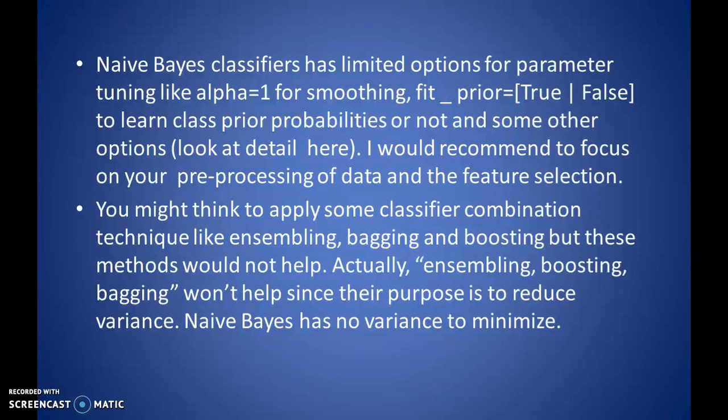I would recommend focusing on your processing of data and the feature selection. You might think to apply some classifier combination techniques like ensembling, bagging, boosting, but these methods would not help. Actually, ensembling, boosting, bagging won't help, since their purpose is to reduce variance. Naive-Bayes has no variance to minimize.